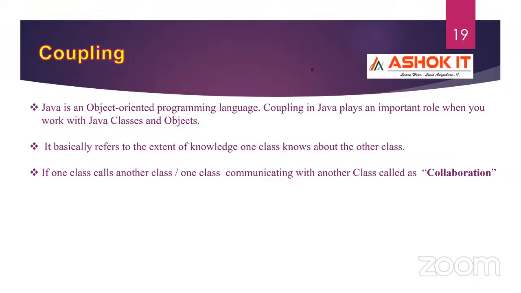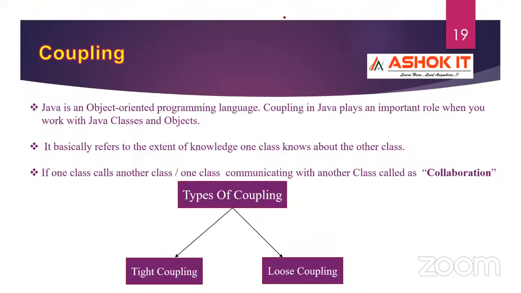Understand, guys, everybody? Java is an object-oriented programming language. Coupling plays a very vital, important role when you are working with Java objects and classes. Coupling basically refers to the extent of knowledge one class has about another class. If one class calls another class, or communicates with another class, then we can call it collaboration. And there are different types of coupling, guys. One is tight coupling, another one is loose coupling.